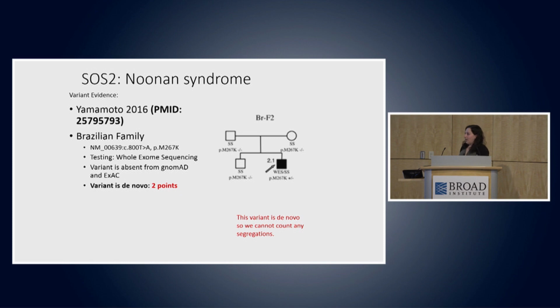For the next family, another Brazilian family, there's another missense variant. The testing was exome sequencing. The variant is absent. This variant is actually de novo, and so we were able to score it 2 points. And because it was de novo, we couldn't count any segregations, obviously.